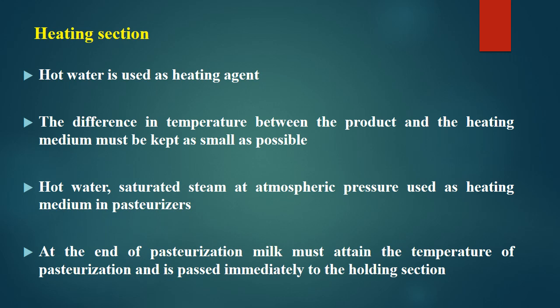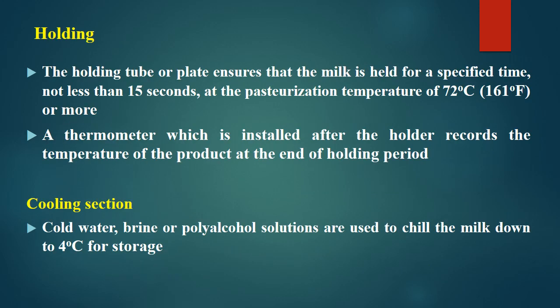At the end of heating, milk must attain the pasteurization temperature and is passed immediately to the holding section. In this section, milk will reach the pasteurization temperature, that is 72 degrees Celsius. In the next section, it will be held for 15 seconds. That is called the holding section. In the plate exchanger, I have explained the first two sections: first is the regeneration section, second is the heating section, and the third is the holding section, where after reaching 72 degrees, it has to be held for 15 seconds. The holding tube or plate ensures that the milk is held for a specified time, not less than 15 seconds, at the pasteurization temperature, that is 72 degrees Celsius or more. A thermometer installed after the holder records the temperature of the product at the end of the holding period.